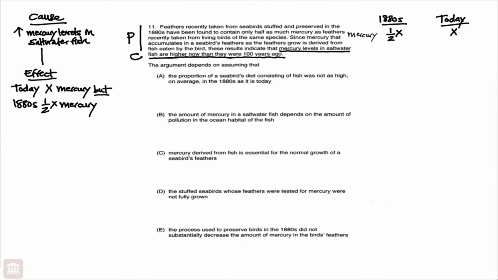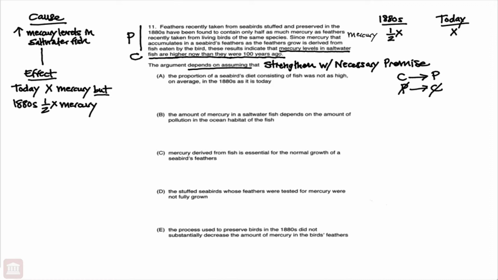The argument depends on assuming that. Depends on assuming that, this is a strengthen with necessary premise question. So not only must the answer choice strengthen this argument, it is also necessary to the conclusion in the passage so that without it, the argument would be destroyed. Again, coming from the definition of a necessary premise.